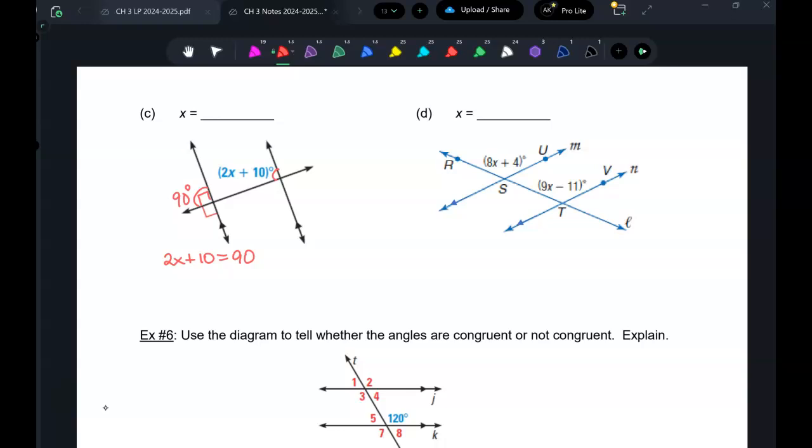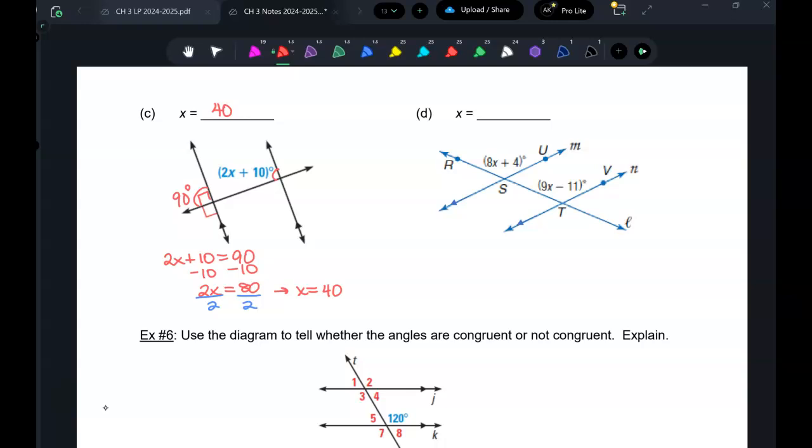Wait, for the next one, Miss Casey, you said 90, but then that would have been right. I think it's 90. No, I did 2x plus 10 plus 2x plus 10 then equals 180. That's fine. I have a question. For the next one, would you do 8x plus 4? Okay, let's finish this one first. Hold on. I thought we finished it. Really? x equals 40.